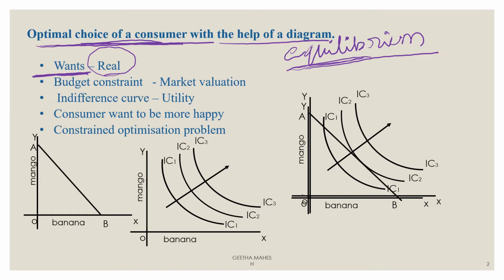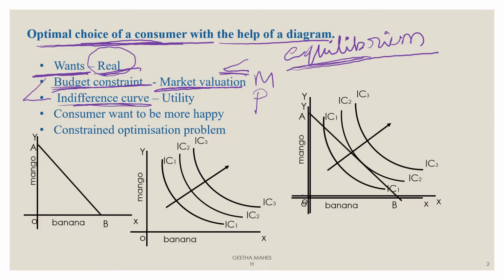But the consumer will be able to manage two things in order to make it real. He will have budget constraint. What is budget constraint? If income of the consumer is fixed and the prices of goods and services are given, in this case, he can choose only those combinations of goods and services whose cost is less than or equal to consumer's income. That we call market evaluation.